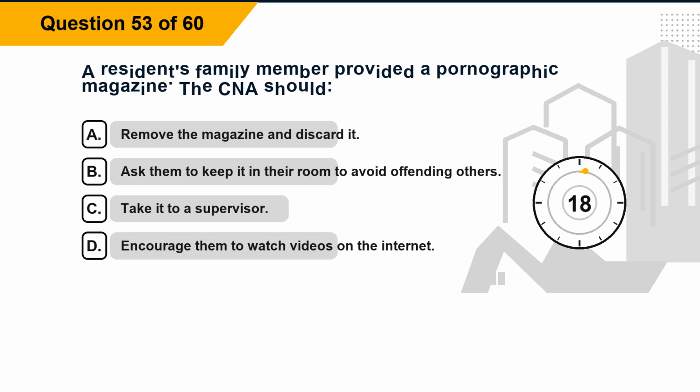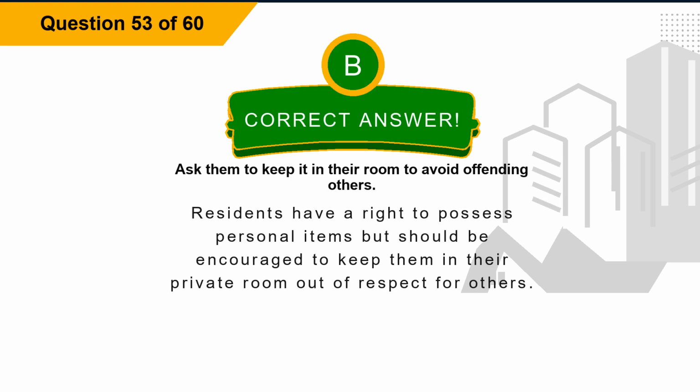Question 53. A resident's family member provided a pornographic magazine. The CNA should: Option A, remove the magazine and discard it. Option B, ask them to keep it in their room to avoid offending others. Option C, take it to a supervisor. Option D, encourage them to watch videos on the internet. The correct answer is option B, ask them to keep it in their room to avoid offending others. Explanation: residents have a right to possess personal items but should be encouraged to keep them in their private room out of respect for others.